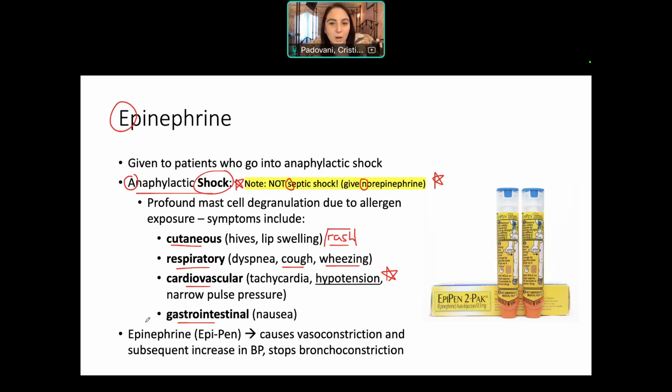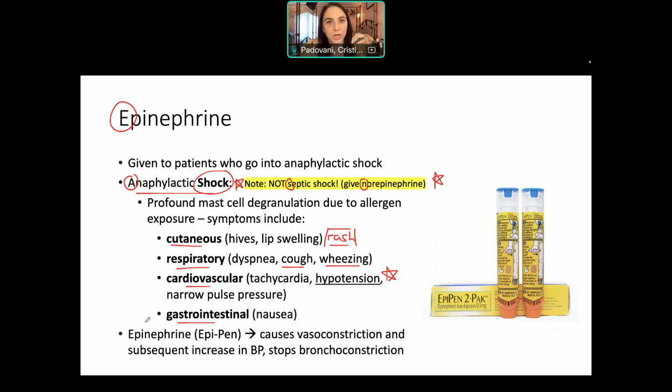So epinephrine, aka your EpiPen, causes vasoconstriction, causes your increase in blood pressure. It stops the bronchoconstriction by causing, it's an alpha and a beta agonist. So if we're agonizing your beta receptors in the lungs, you get bronchodilation. So that can help with the bronchoconstriction that you get with anaphylactic shock.